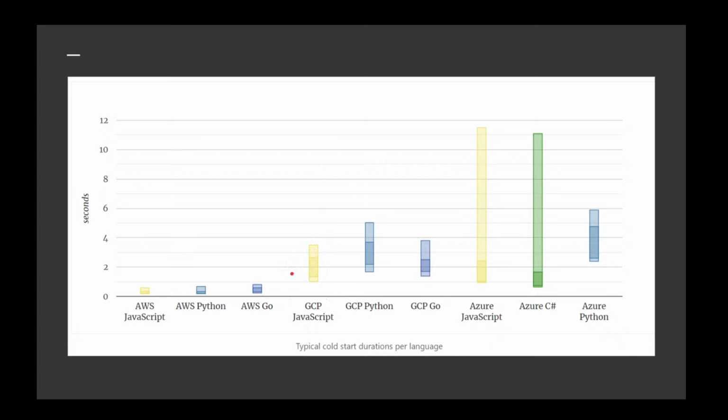GCP again takes a lot of time compared to AWS. It's taking a hell of a lot of time. It's around 2 ms. So again, it's not a good option. And let's not talk about Azure.